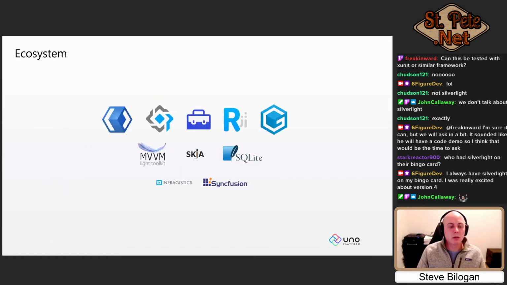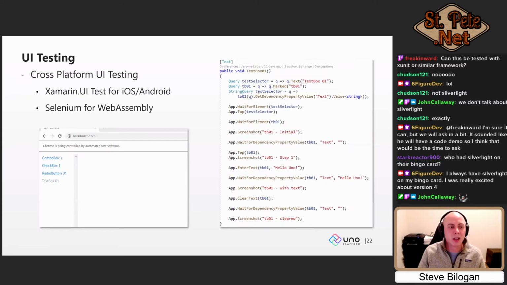This is a slide that I already talked about. But again, basically we have this ecosystem of libraries that are supporting Uno: the Windows Community Toolkit, Reactive UI, like I said, SQLite, Syncfusion, and we'll show some Syncfusion and Infragistics stuff for fun. But just quickly, I wanted to touch on this because it's also really cool and we use it every day at Uno.